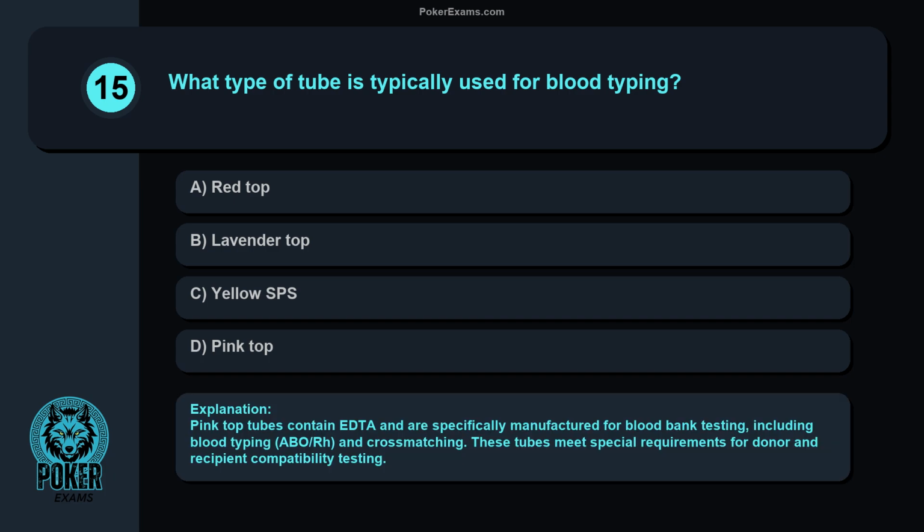Pink top tubes contain EDTA and are specifically manufactured for blood bank testing, including blood typing, ABO/RH, and cross-matching. These tubes meet special requirements for donor and recipient compatibility testing.